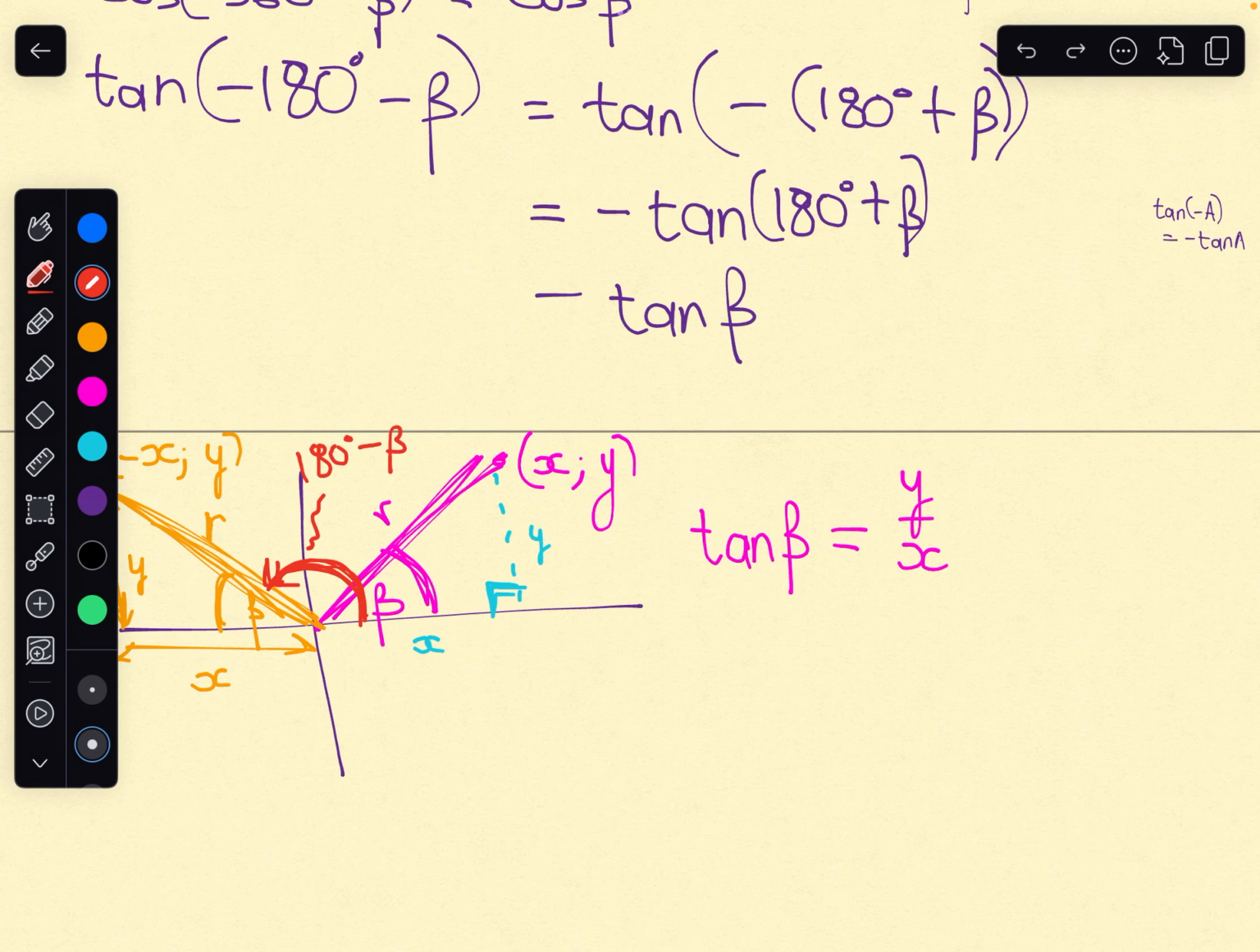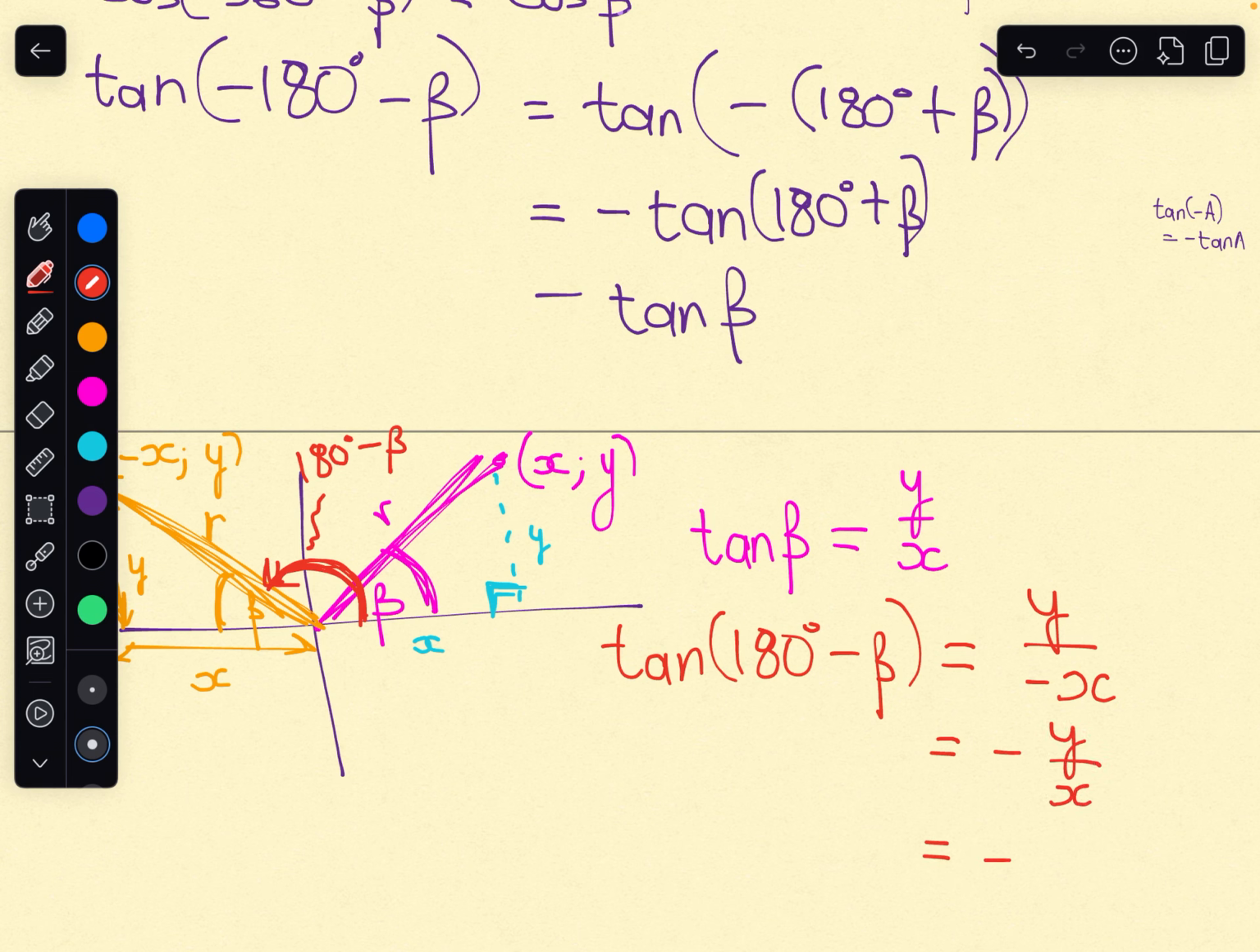What we can then see from our diagram is that the tan ratio of this angle, 180 minus beta, is equal to y over negative x, which is the same as negative y over x, which is the same as negative tan beta, because tan beta is y over x. So the tan ratio of 180 minus beta is minus tan beta. That's the relationship between the tan ratio of this angle and the tan ratio of this angle. That's where that reduction comes from.